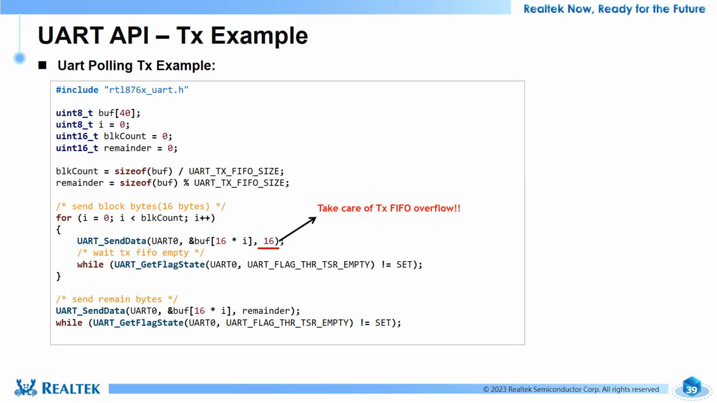The following is an example of UART sending data in polling mode. Since the size of the Texas FIFO is 16, you can call the UART send data function to send 16 bytes of data each time, and then call the UART get flag state function to check whether the Texas FIFO is empty and confirm whether the transmission is completed.